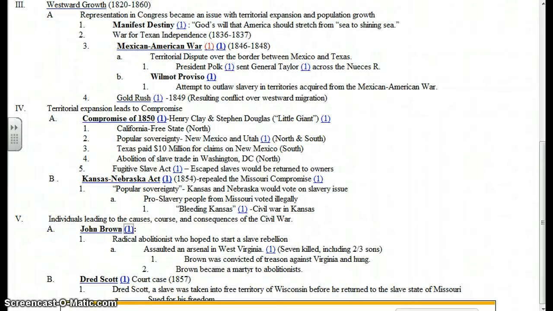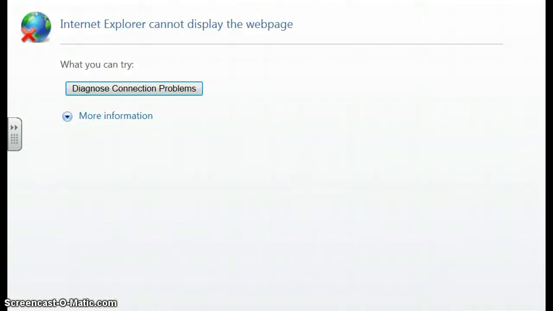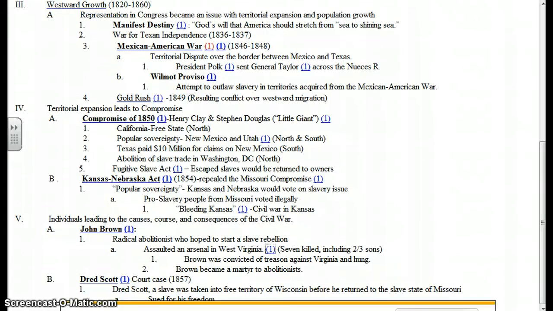A radical means someone who has very strong beliefs about a particular issue, and his issue was the abolition of slavery, and he wanted to see the immediate emancipation of all slaves. His process of doing this was to start a slave rebellion. So he comes back east with his sons, and they assault an arsenal in West Virginia at a place called Harper's Ferry.